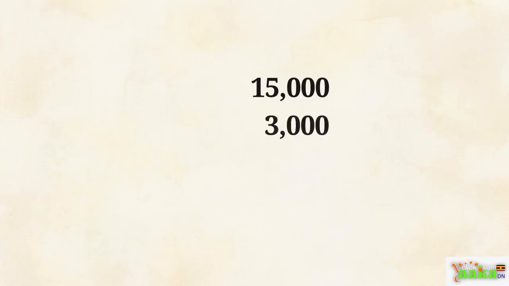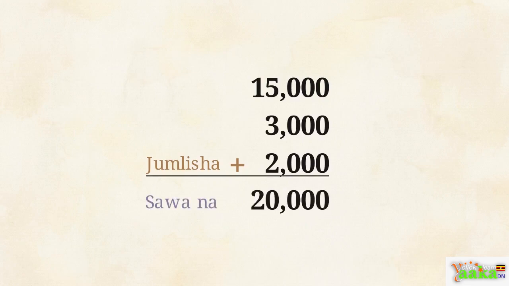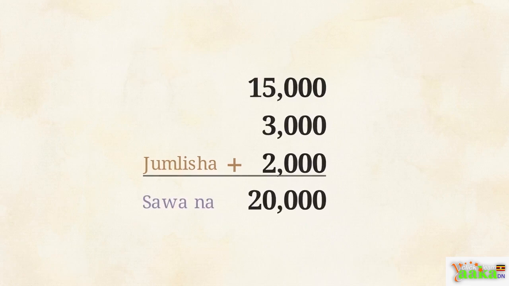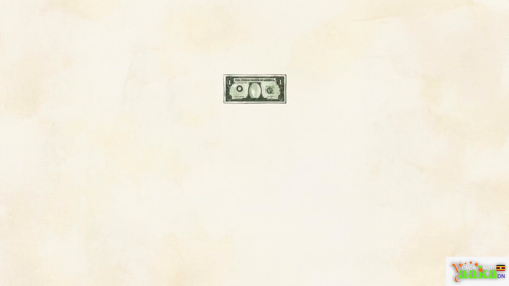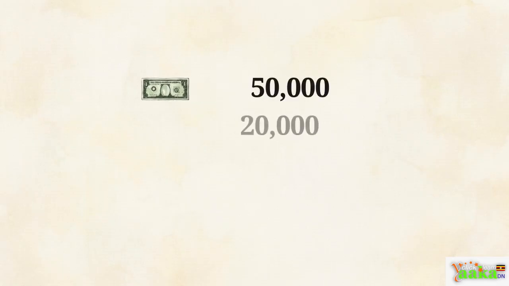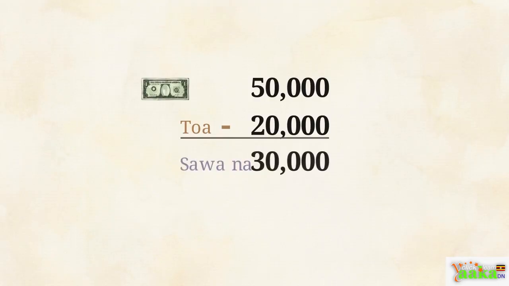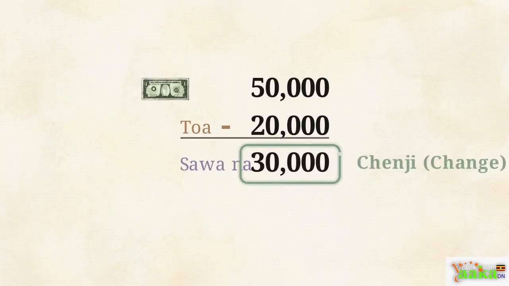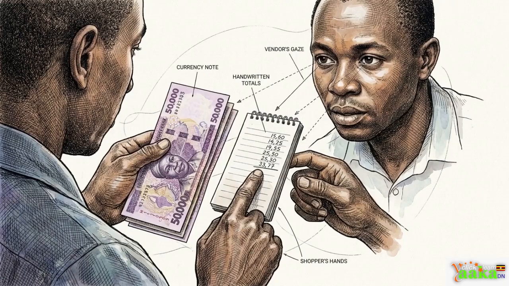Back in the market, your expenses are 15,000, 3,000, and 2,000. Using the verb jumlisha to add them together, the total is sawa na, or equals 20,000. Now take your 50,000 note and use the verb toa to subtract your total. Elfu hamsini, toa elfu ishirini, ni sawa na elfu thelathini. Your change should be 30,000 shillings. Speaking these math verbs out loud allows you to audit the transaction as it happens, reducing the chance of a misunderstanding.